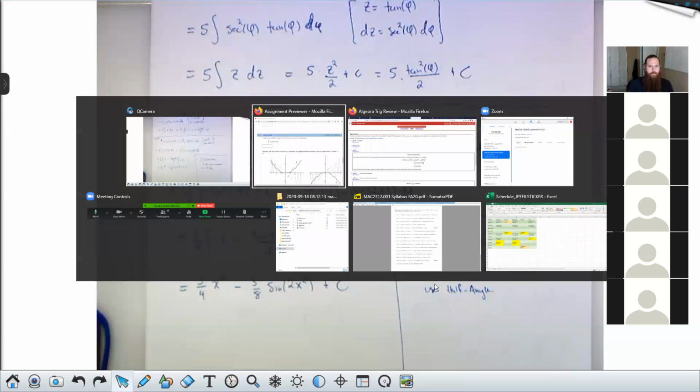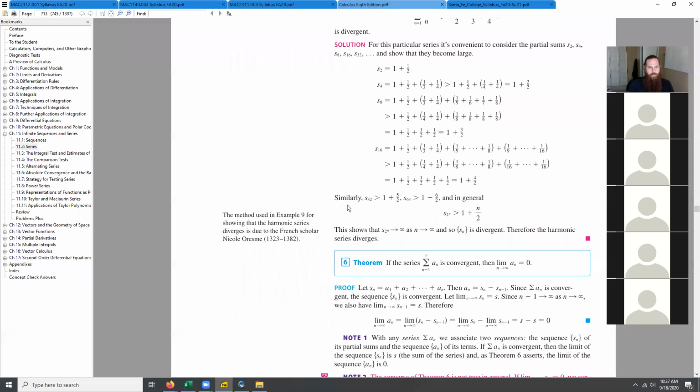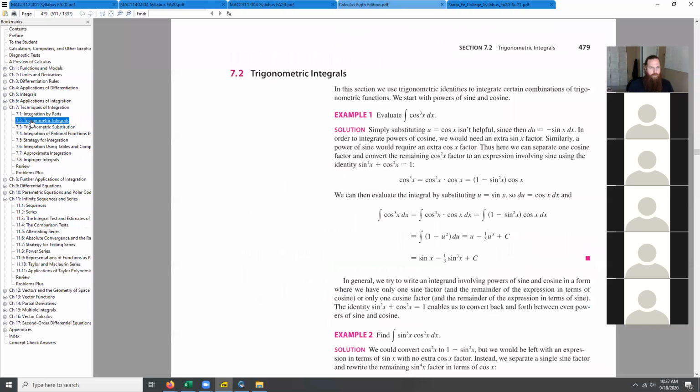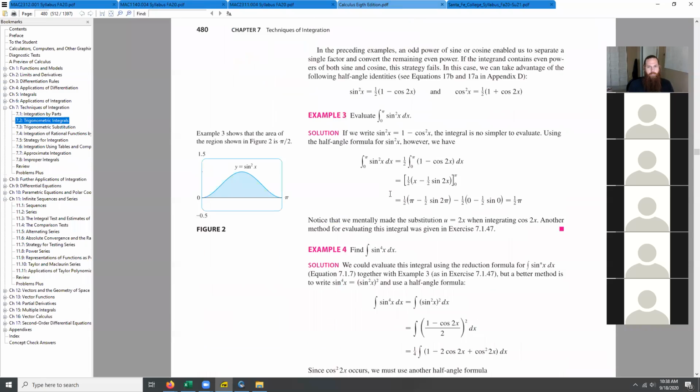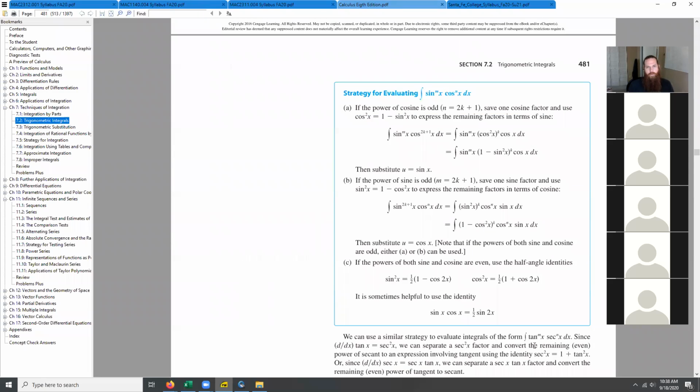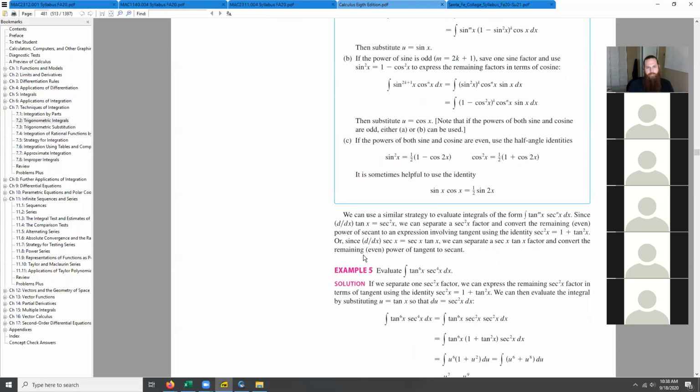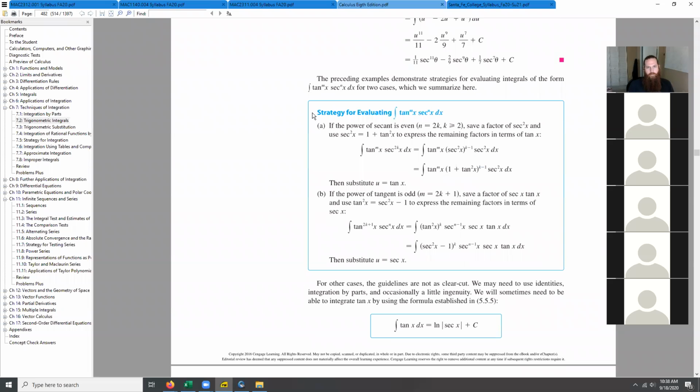I'll remind you, the textbook breaks these down very well. And if you need to review those results, you can find them in section 7.2 here. You should always read the text. But they do a nice job, not just of giving examples, but giving you those 3 cases. And then here they break it down into 2 cases and then say everything else. And everything else here is where the power of tangent is even, the power of secant is odd. You'll use integration by parts.